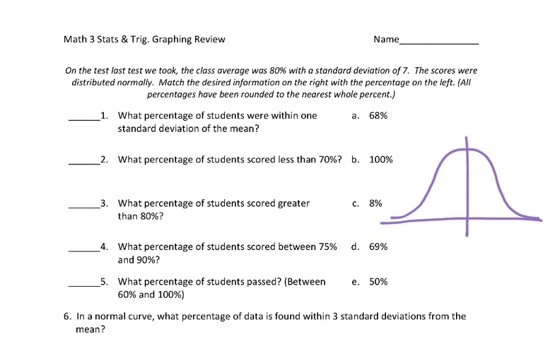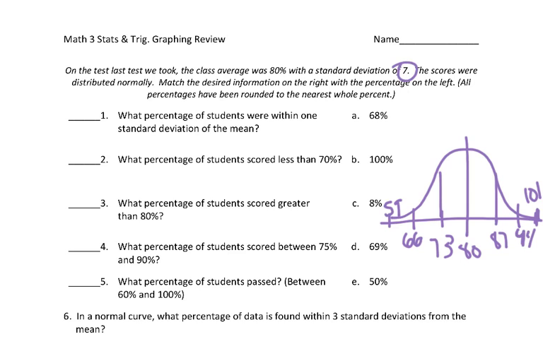And we've got our mean, which they said was 80%. And you've got that first standard deviation, which they said was 7 away, so it'd be what, 73 and 87. And you've got your second standard deviation, which would be, let's see, 73 minus 7 would be 66. 87 plus 7 would be 94. And then your third standard deviation, which would be 101 and 59. Okay? So that's where we're starting.